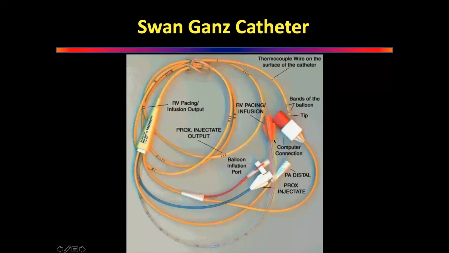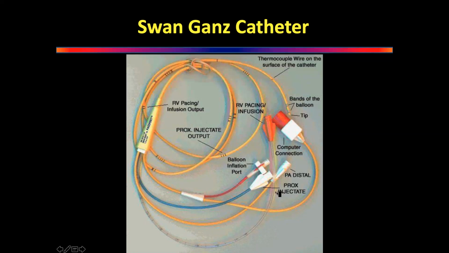The second one is PA distal. The third one is proximal. The fourth one is a balloon. And the fifth one is a pacing wire. This is the most important one. This is the one which allows you to inflate the balloon at the tip. So that's number one. Inflation of the balloon, that's the whole purpose of the catheter. Inflation of the balloon is done by this.